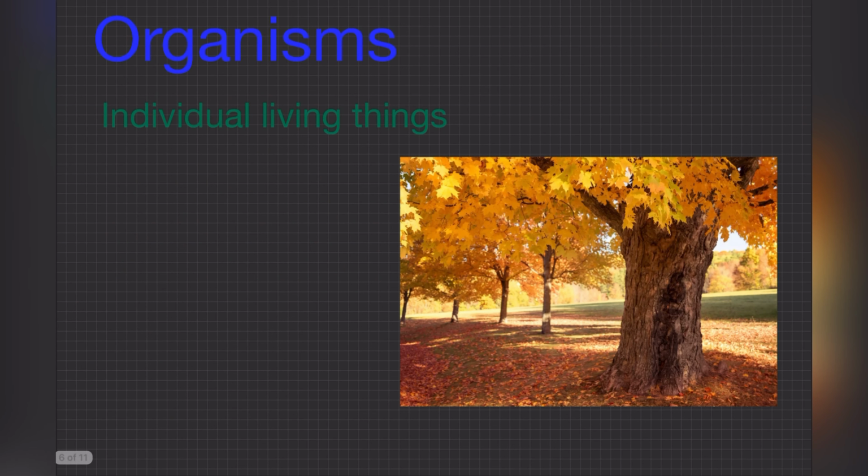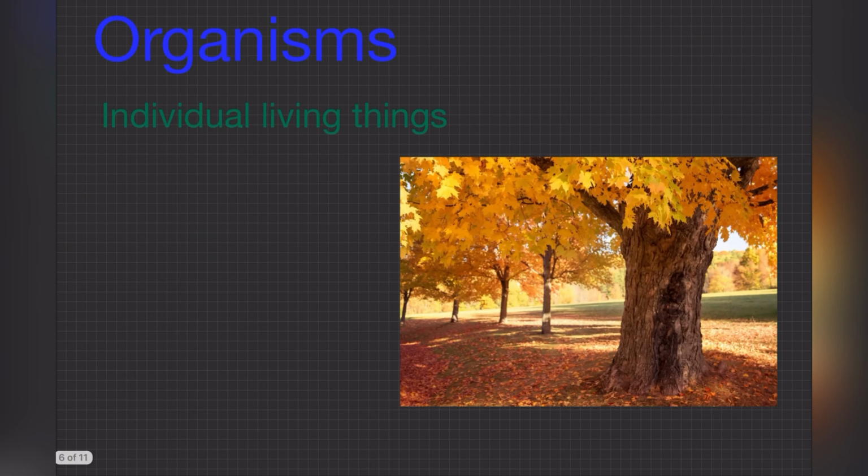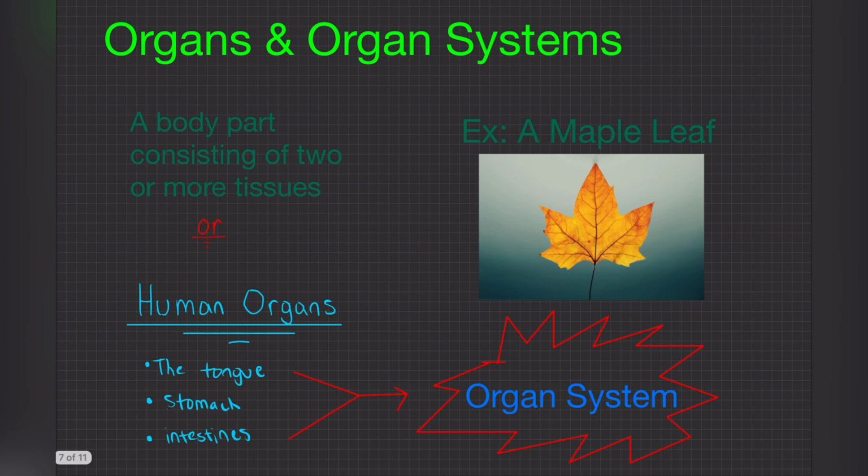Next we have the organism. So I talked about this maple tree and maple trees, and this being considered a population. But if we look at just one tree within that population, that is considered an organism. Or we can have, and I'm a terrible drawer here, a whole bunch of ants in a population. And if we just want to look at one of these ants in a population, that would be the organism. It is the individual living thing.